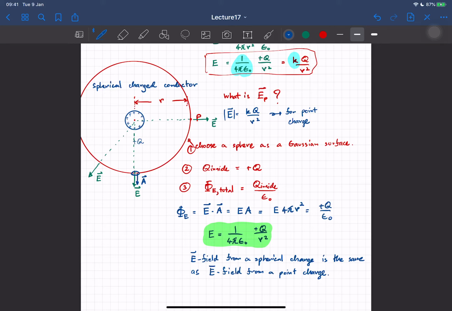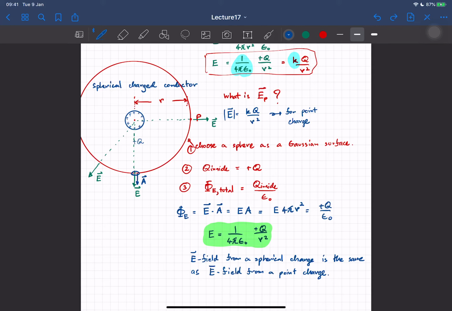So is there any difference between a sphere and a point charge? Well, the electric field is the same. So does that mean they are completely equivalent to each other? Well, not really, because the sphere that we use as the Gaussian surface, the red sphere here, we construct it so that it's outside the blue sphere here.